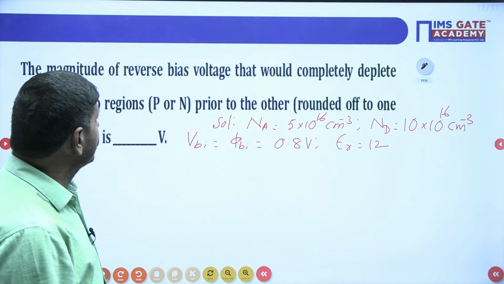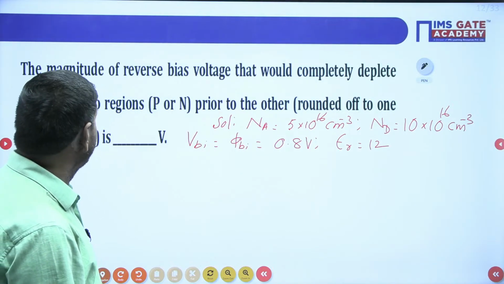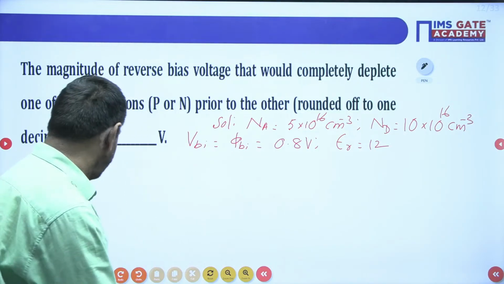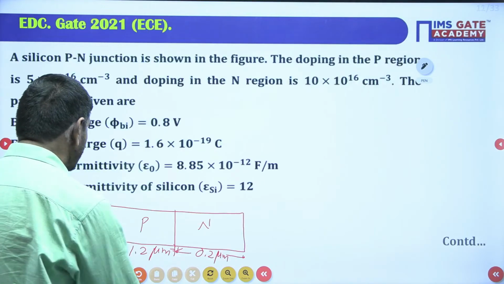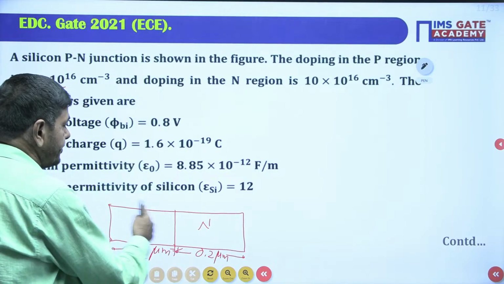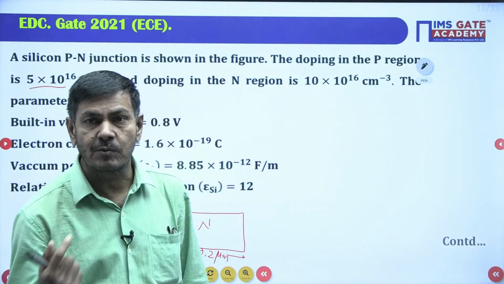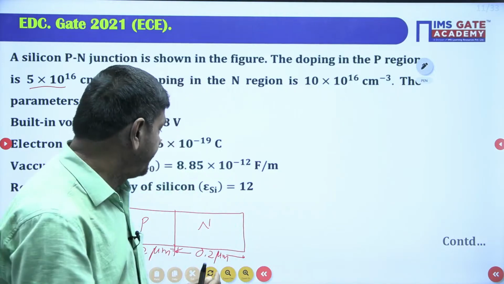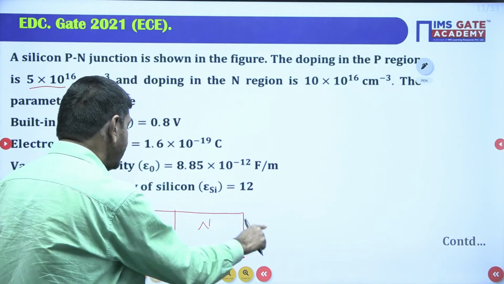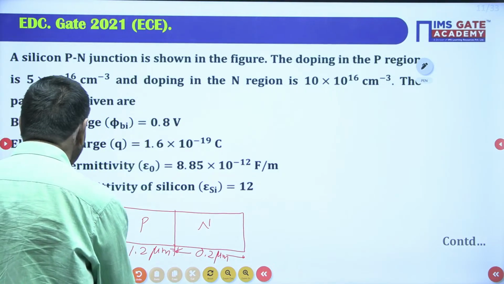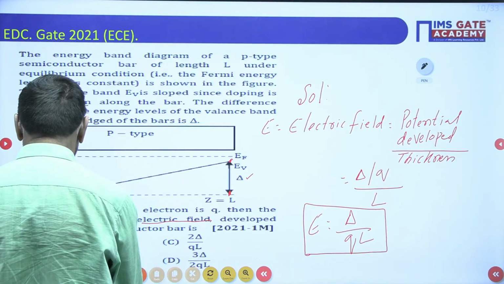The magnitude of the reverse bias voltage that would completely deplete one of the two regions only. That means if you connect a reverse bias voltage to this PN junction diode, reverse bias means the p-type is connected to the negative electrode and the n-type to the positive electrode. At that time, what is going to happen?